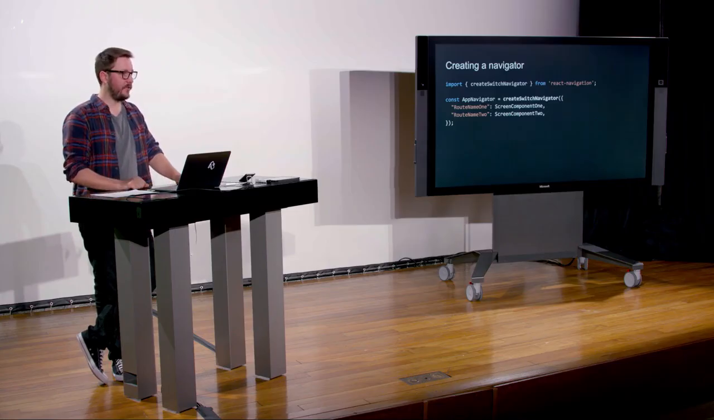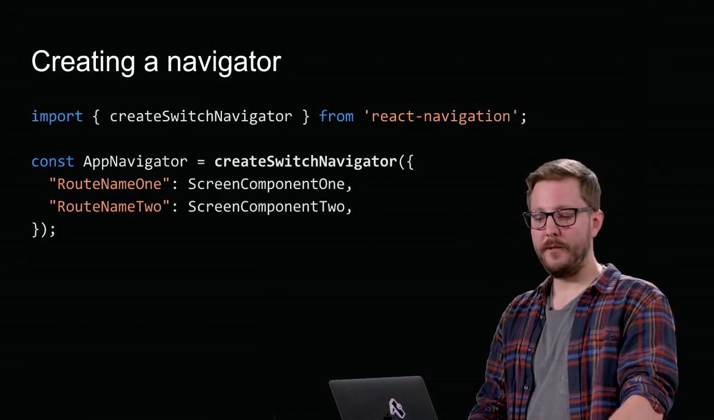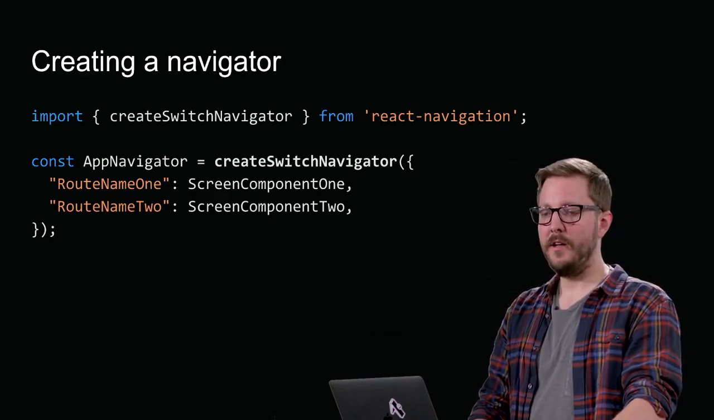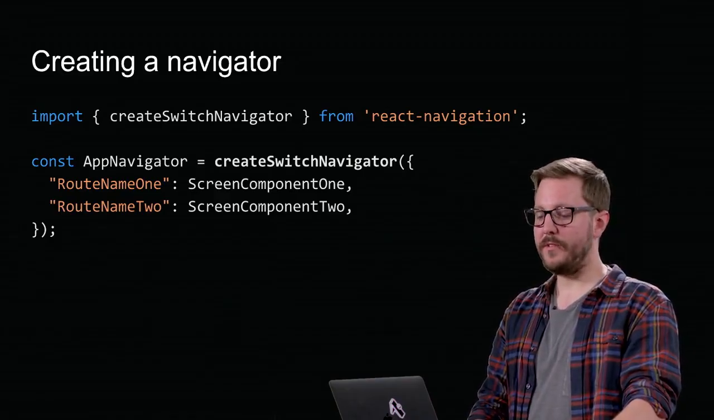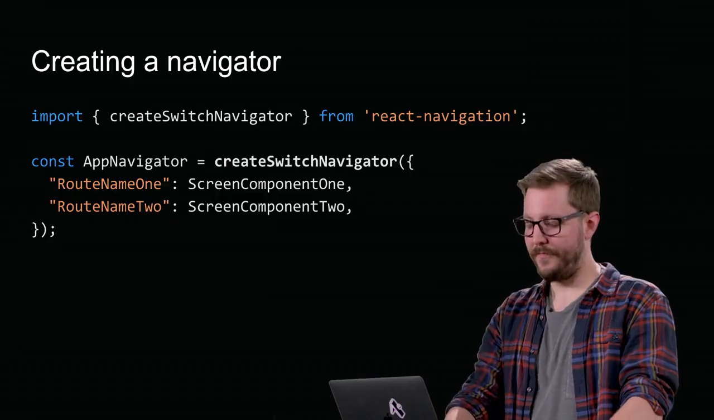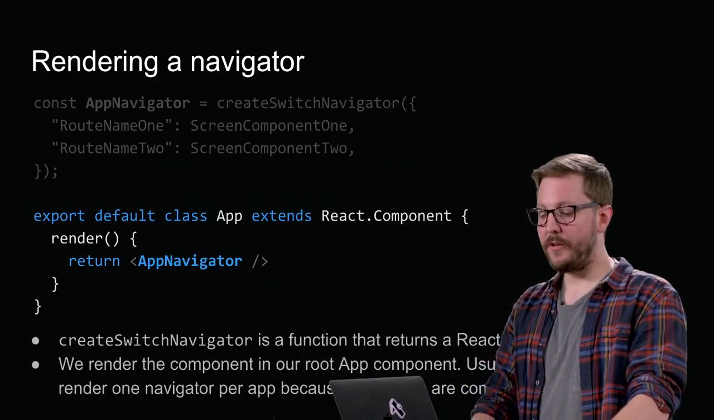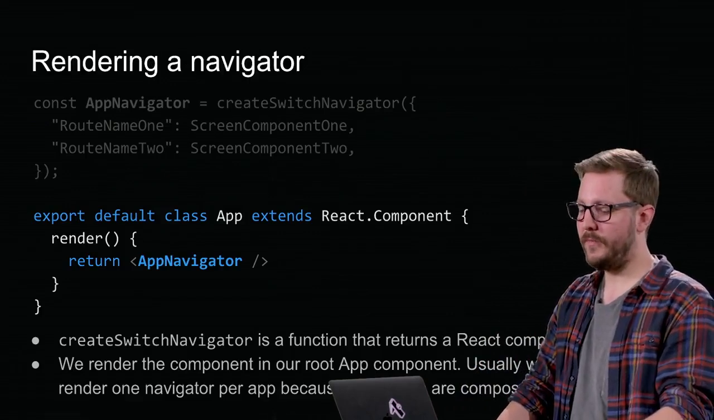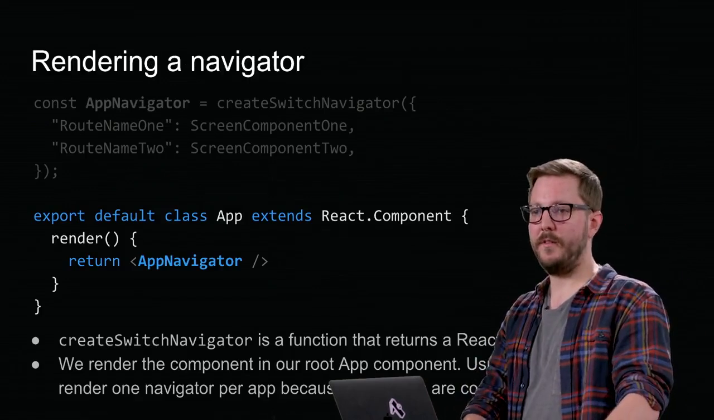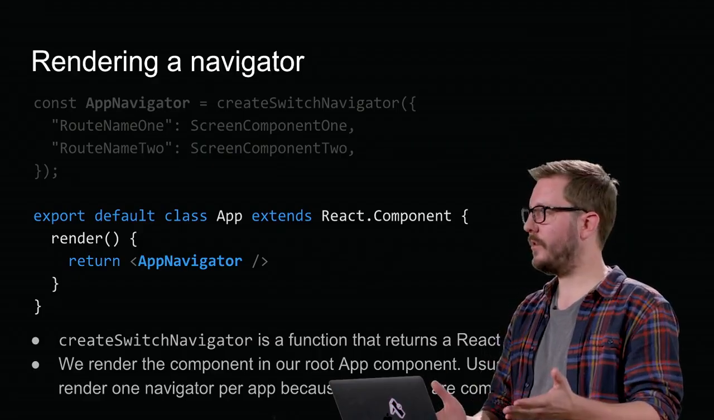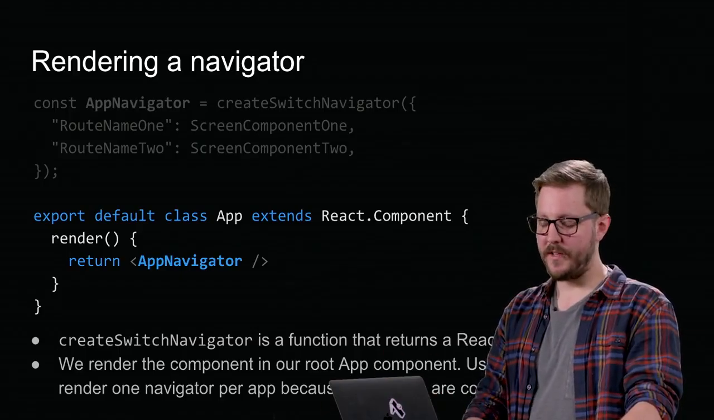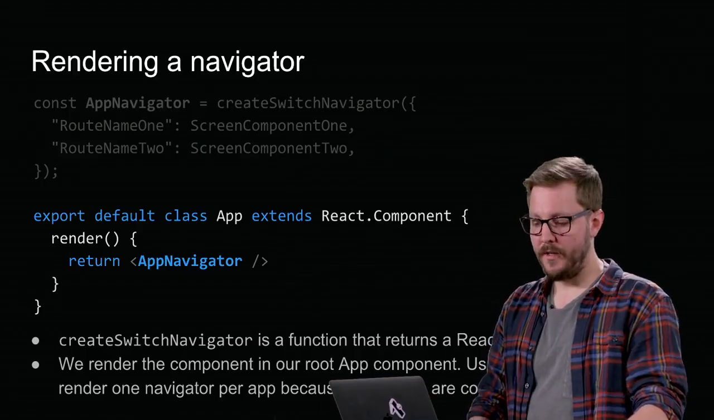All right, and so to create this navigator, we import createSwitchNavigator from React Navigation. We call it with a map where the keys are the names of the routes and the values are the screen components. When we actually want to render it, we just take the return value of the createSwitchNavigator function and we render it inside of our App component. Usually this is at the root of our app. And we'll see why that is, again, when we talk about composition.